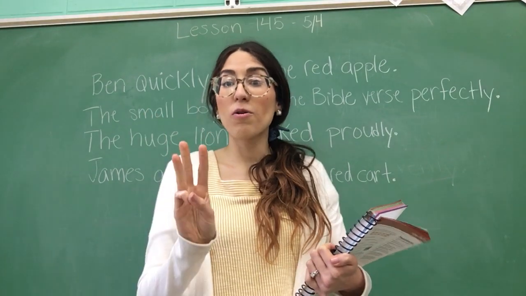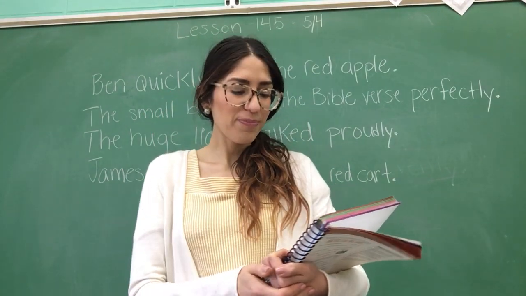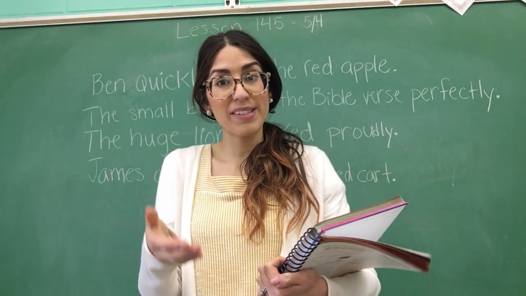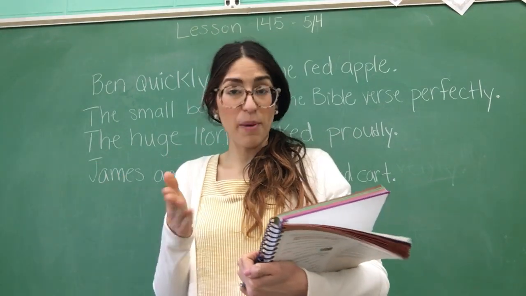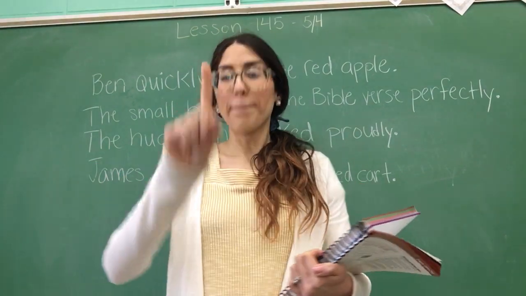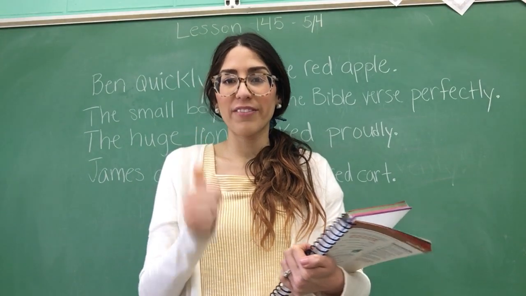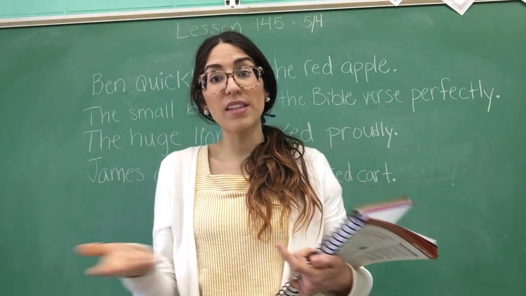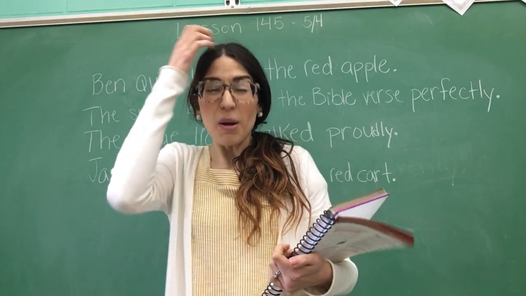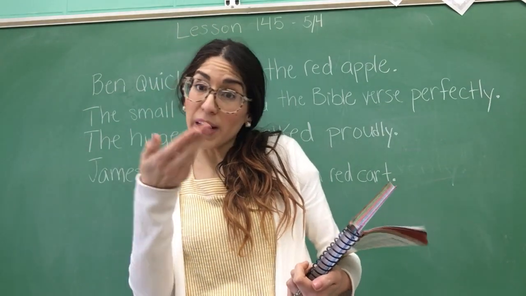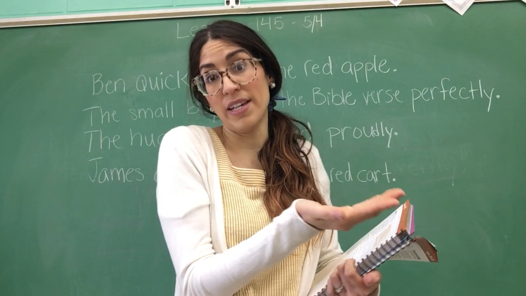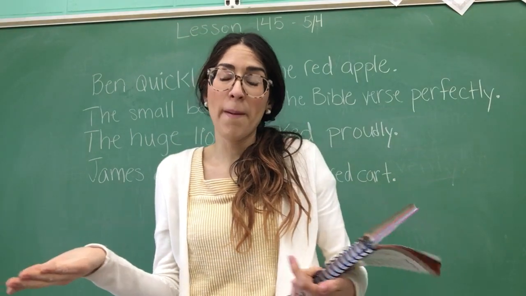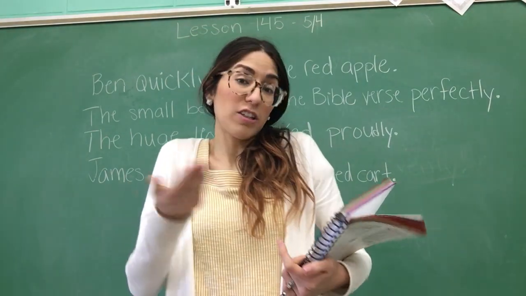Next, a noun. The third one is the noun, and that is a person, place, or thing. Okay, remember that? So nouns are person, place, or thing. Very good. Some nouns are also subjects in the sentences. Remember that? Because some nouns can be a subject. They can be a thing or a person in the sentence that we're talking about. So some nouns are subjects.